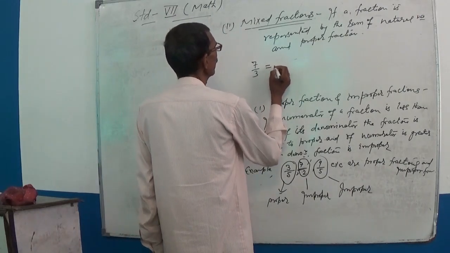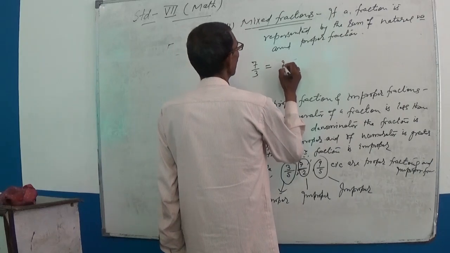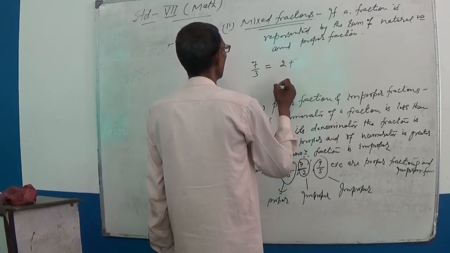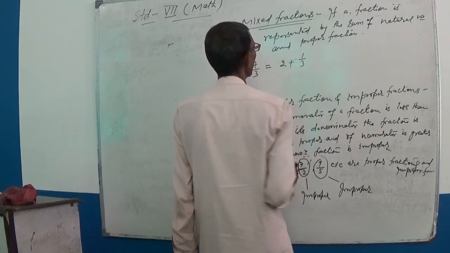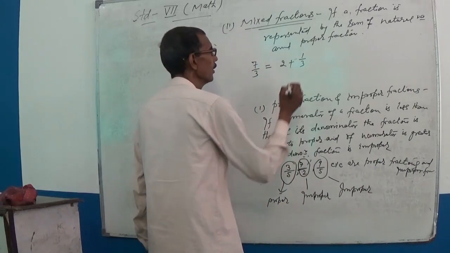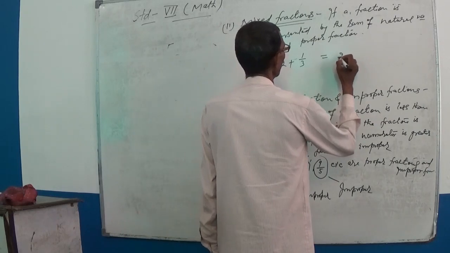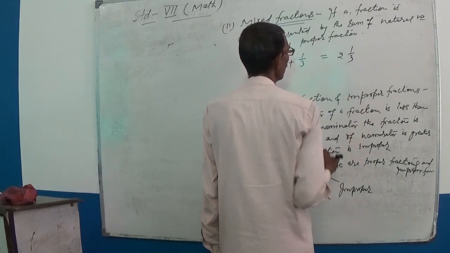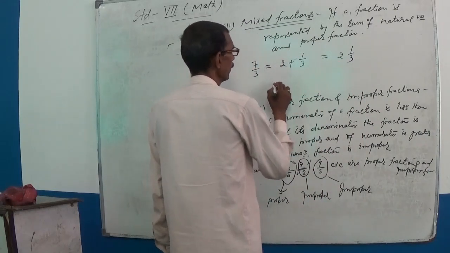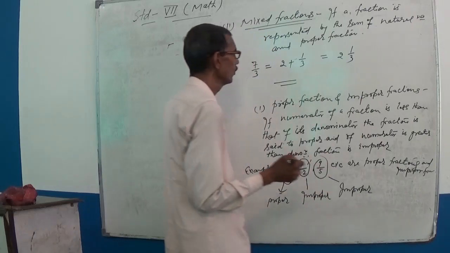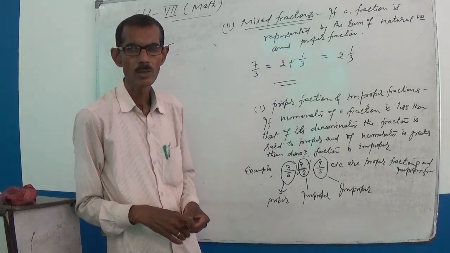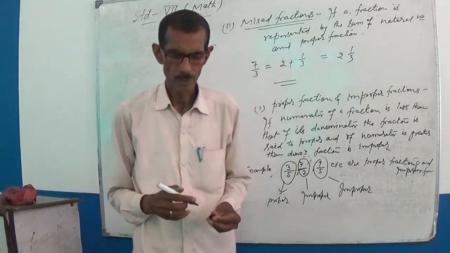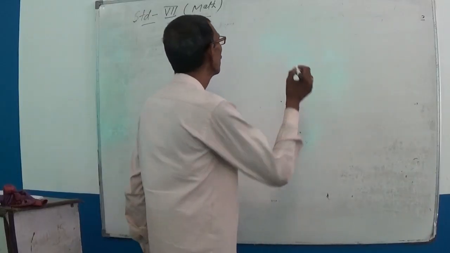So you can change 7 by 3 as 2 plus 1 by 3. You can write this as 2 and 1 by 3. So you can change an improper fraction into a mixed fraction. Now look here.